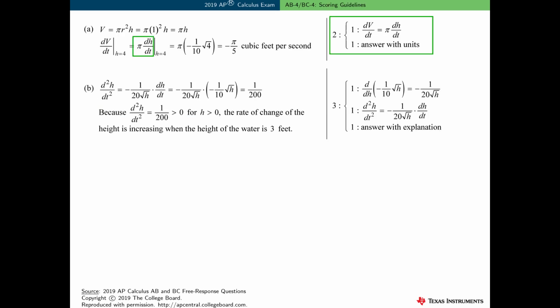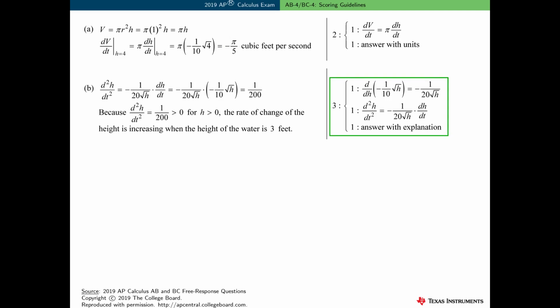Part A was worth 2 points. The first point was for finding an expression for dV/dt, for understanding that this is a related rates question, for taking the derivative of both sides of the expression for volume with respect to t. The second point was for using the given expression for dh/dt to produce an answer with the correct units.